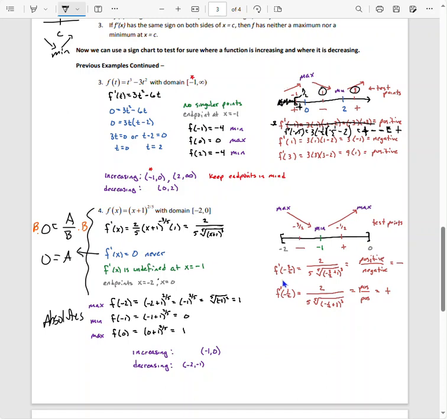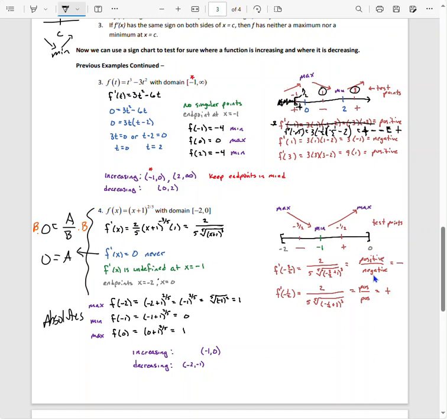These test points go into the derivative. I want to know what the slopes are. I want to know if the function is increasing, slope's positive. If the function is decreasing, slope's negative. So when I substitute a -3/2, I have a -3/2 plus 1, which is a -1/2. -1/2 cubed, still negative. The fifth root of a negative, still negative. I'll have 2, which is always positive, over 5 times a negative number, which is negative.